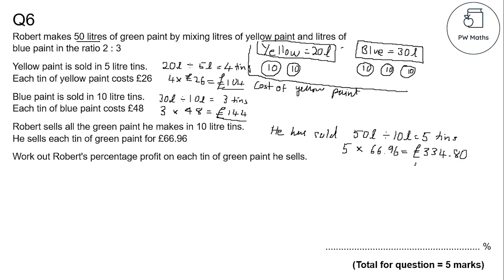So that's, I suppose, money in. And then we come to the question. Work out his percentage profit. I would deal with the word profit first of all. To get the profit, we need to know money in, or income if you're doing a business exam, and we'll take away our money out.